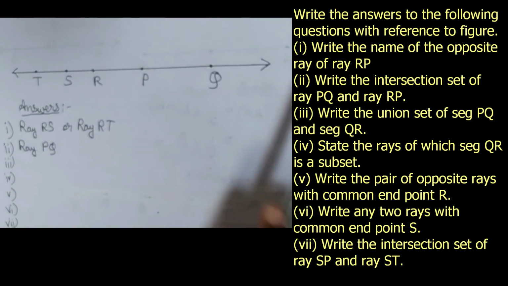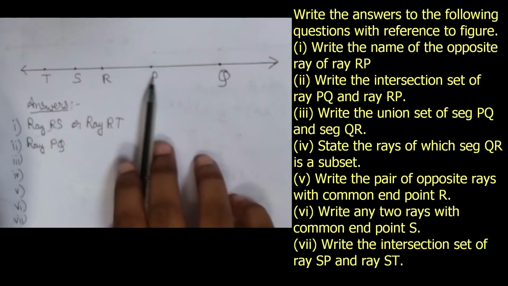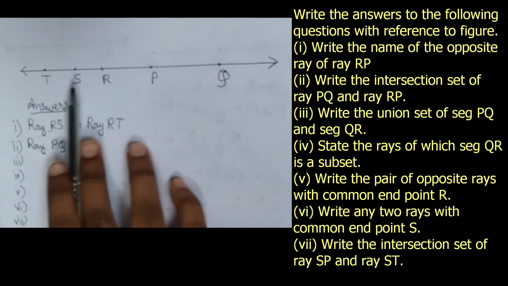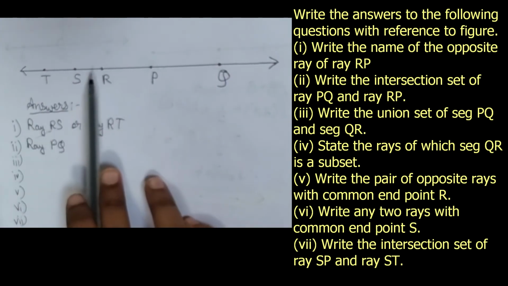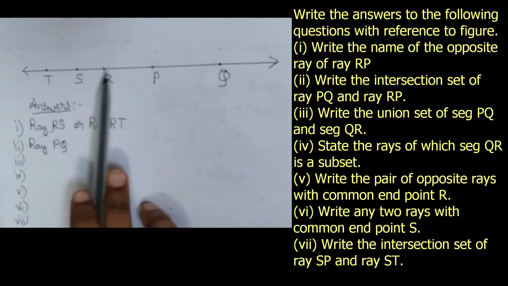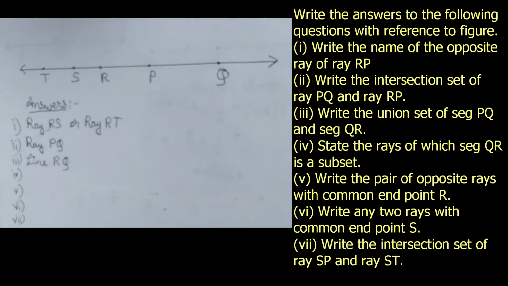Now the union of all this will be the full line, the full line RQ. Line means it will go on extending on both sides. So the answer to the third one is line RQ.